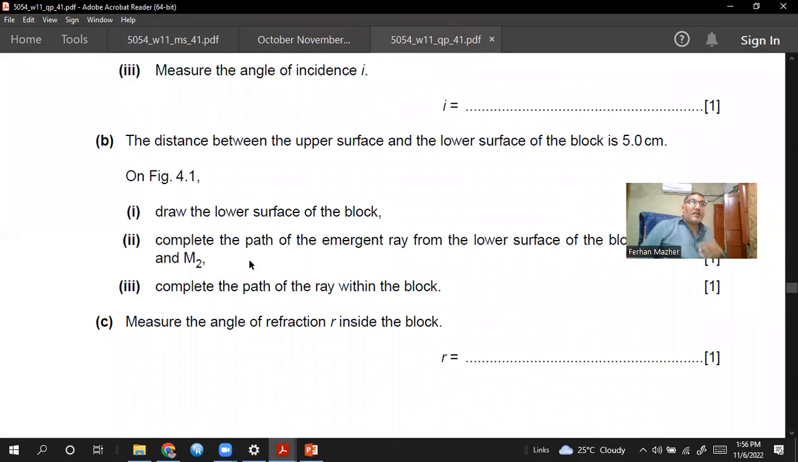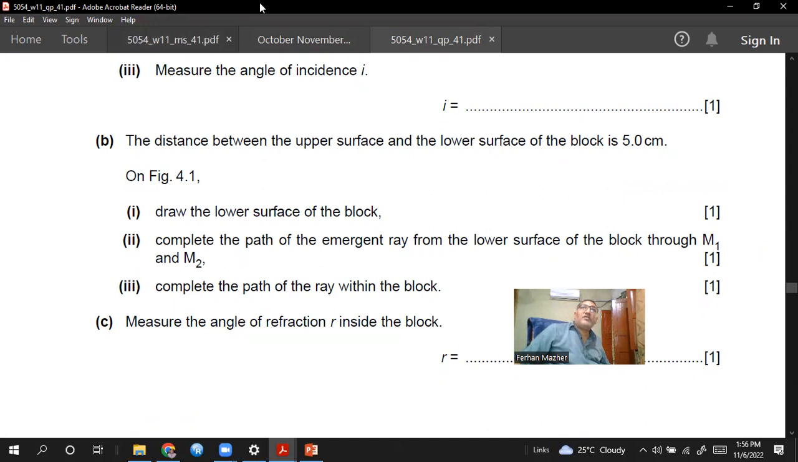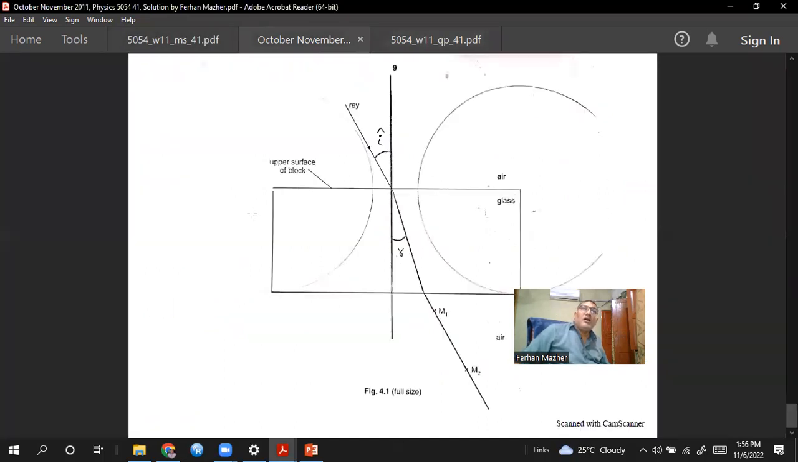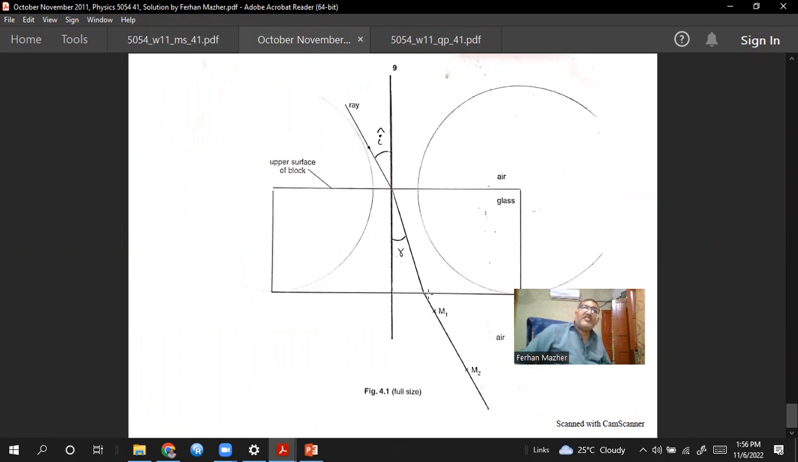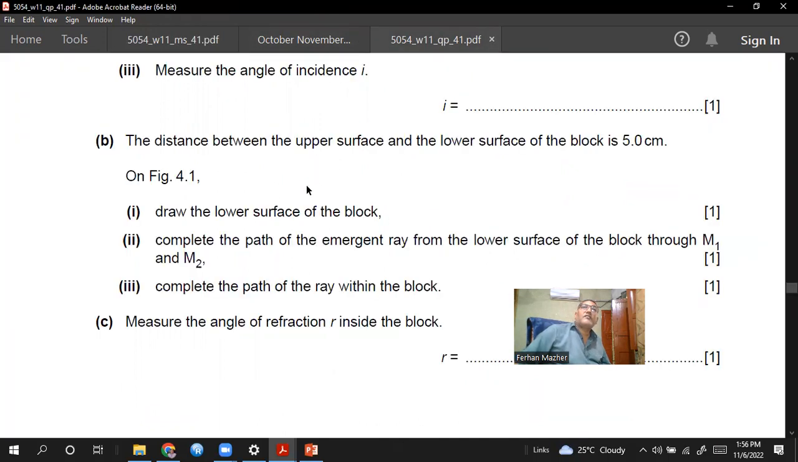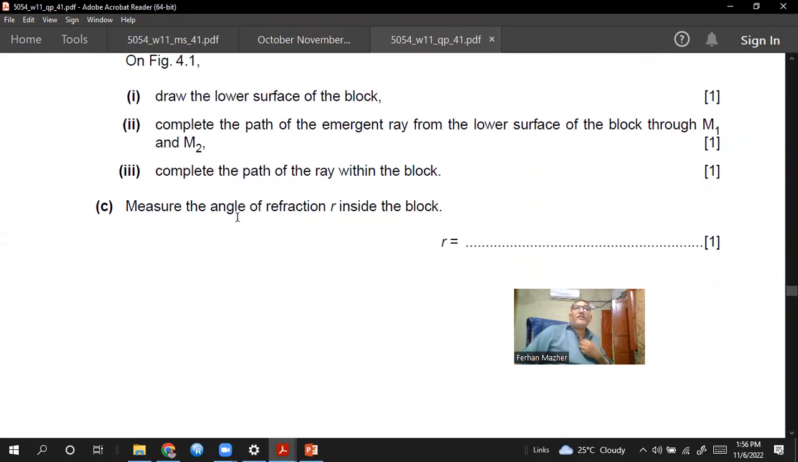Complete the path of the emergent ray from the lower surface of the block through M1 and M2. So I will join M1 and M2 with each other until the line reaches the block. Once I'm here, I will join this point of incidence and this point of emergence with each other. Complete the path of the ray within the block. Okay, so we are done with that.